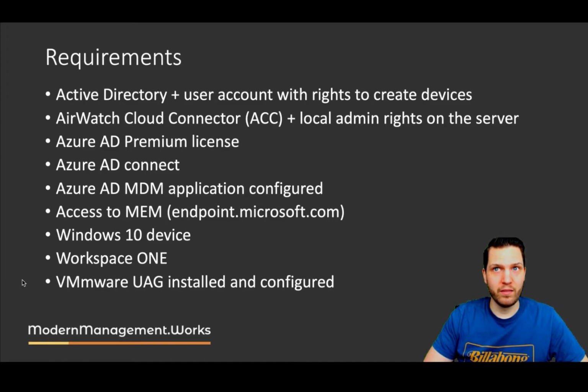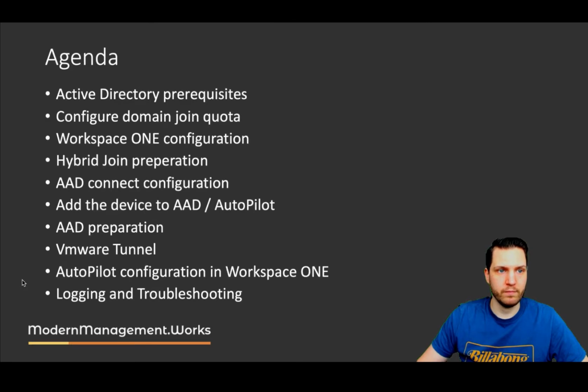And as optional step, you need VMware UAG, the Unified Access Gateway, installed and configured, because this video will show how to configure the whole process with the VMware Tunnel to provide a connection to your local directory. We have a full-packed agenda, so the video is about 28 minutes. So make sure you plan enough time for doing the whole configuration stuff.